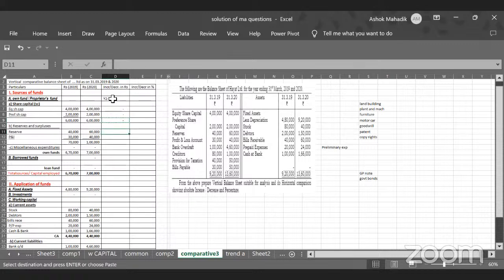Again for reserves 20,000 I'm getting. For remaining items, I'm getting some answers in positive. So just copy the formula, that is year 2 minus year 1 figure. Remember this.